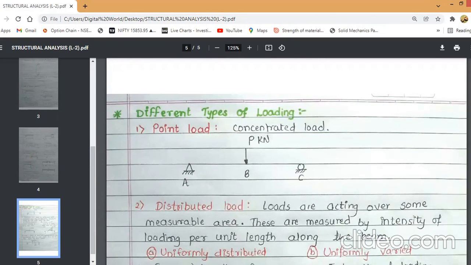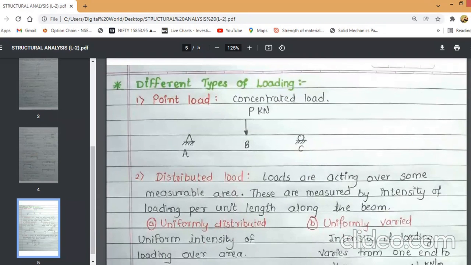Second type is distributed load. Distributed loads are those loads which act over some measurable area. Distributed loads are measured by the intensity of the loading per unit length along the beam. There are two types of distributed load. First one is a uniformly distributed load and other one is the uniformly varying load.